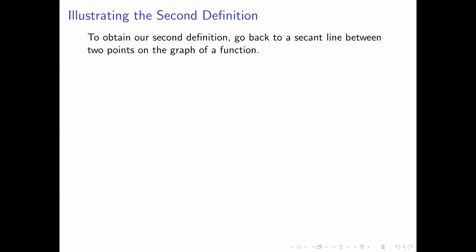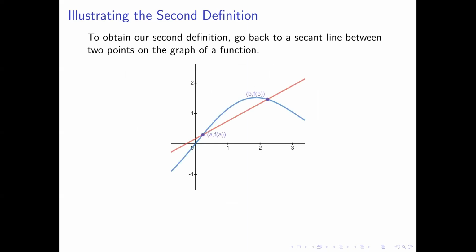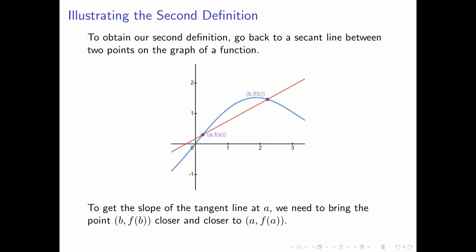To see how this works, go back to our starting point for finding a derivative, a secant line between 2 points on the graph of a function. So here's a diagram illustrating this once more with our secant line in red. Our goal is ultimately to find the slope of the tangent line at A, which isn't drawn here, but it would be the line going through the point A, f of A, and touching the blue graph at exactly that one point and nowhere else. So we've seen that to do this, we need to bring the other point, B, f of B, closer and closer to A, f of A.